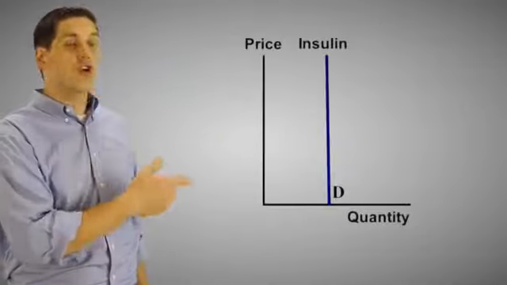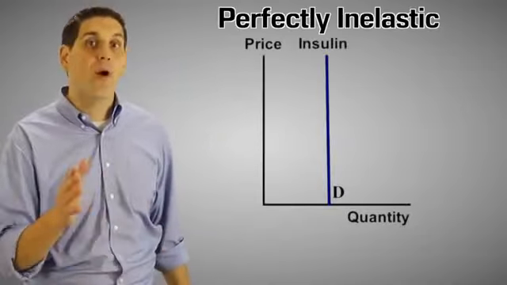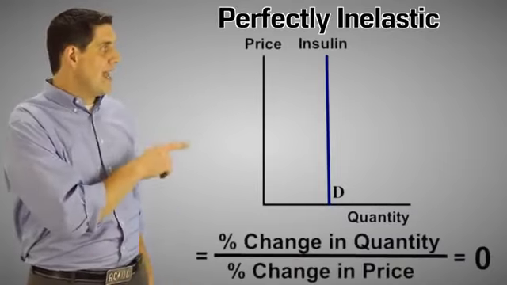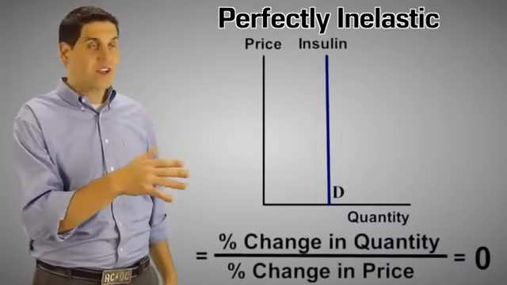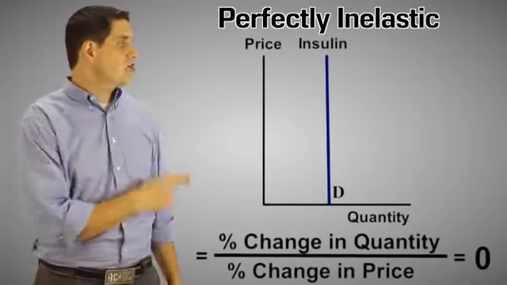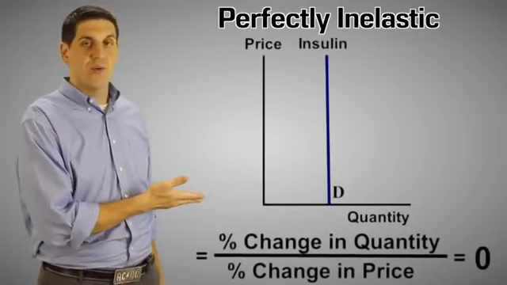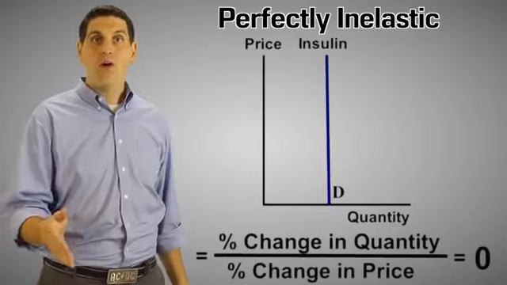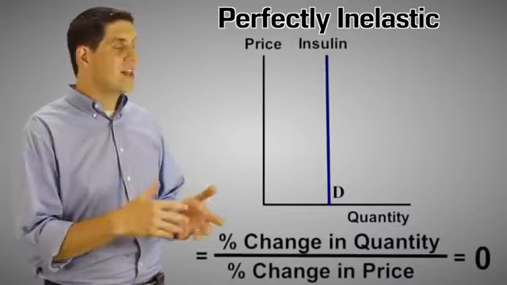What if the demand is a vertical straight line, or something called perfectly inelastic? Well, that means an increase in price has no effect on quantity. Quantity doesn't change. So the percent change in quantity is 0 whenever there's a percent change in price. And so the elasticity of demand coefficient is 0. That's the idea of perfectly inelastic.